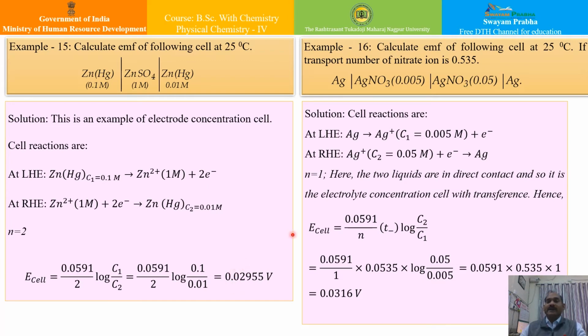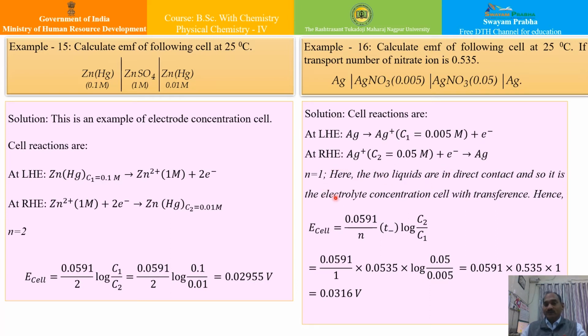Based on the same idea, I can calculate the EMF of this cell if the transport number of nitrate ion is given. We have seen the idea earlier also while discussing this particular type of cell wherein the EMF of the cell is dependent on the transport number. So if this is my particular cell wherein two different concentration cells are taken, and silver electrodes are in contact with the silver nitrate solution of different concentrations. So at the left hand side electrode, obviously there is a loss of one electron, and at the right hand side electrode there will be a gain of electron.